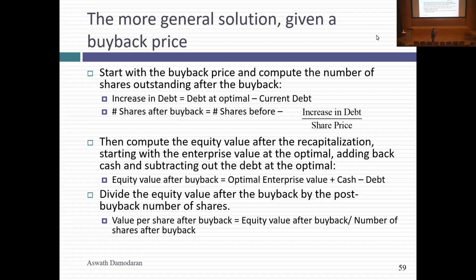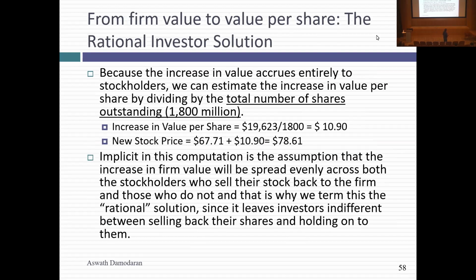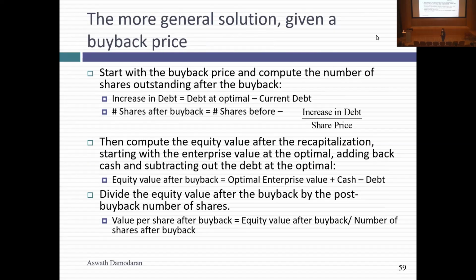If you paid less than the break even of 78.61, the remaining shareholders will end up with a price higher than 78.61, because you reallocated the 19.6 billion disproportionately to them. If I pay more than 78.61, the remaining shareholders will actually end up with shares worth less than 78.61. There's only a certain amount of pie to pass around here, 19.6 billion. And if I give a disproportionate amount to one group, the other group always has to pay a price.